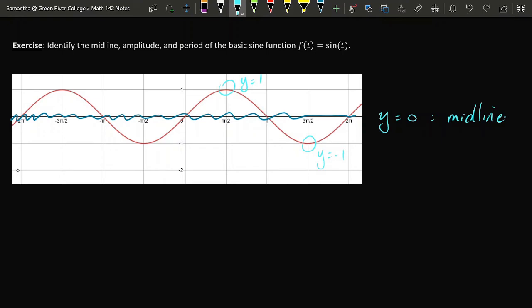Next up, the amplitude. What is the vertical distance between the midline and the wave's highest point? Now the midline is located at y equals 0, and the highest point on the graph is located at y equals 1. So the vertical distance between 0 and 1 is 1 unit. This is the amplitude of the basic sine function.